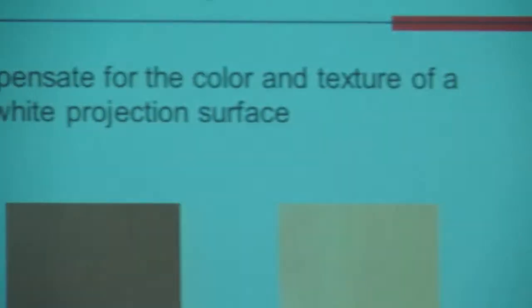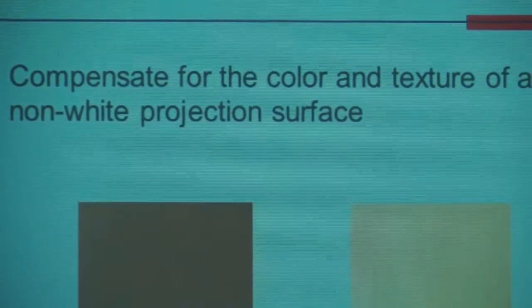But before getting to our method, I want to briefly describe what other people have done. First, what does radiometric compensation mean? It simply means that we want to compensate for the color and texture of a non-white projection surface. In this room, we've got plenty of surfaces, like the wall, like the wood floor. And in this example here, we also want to compensate for the texture of the wood panel. It's not an easy job.